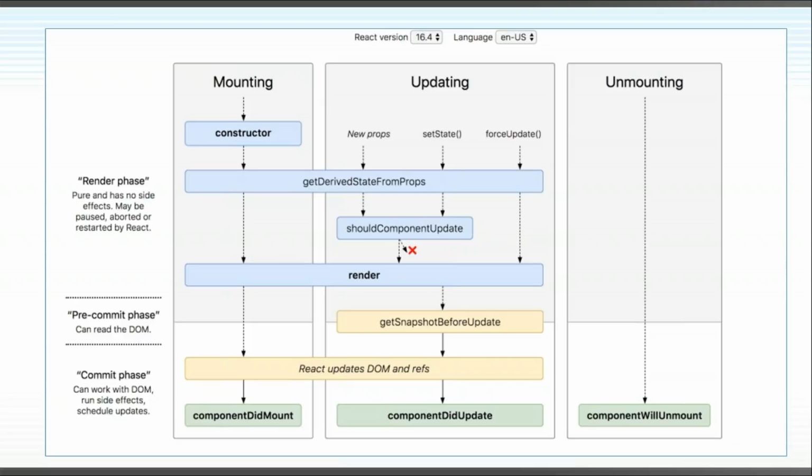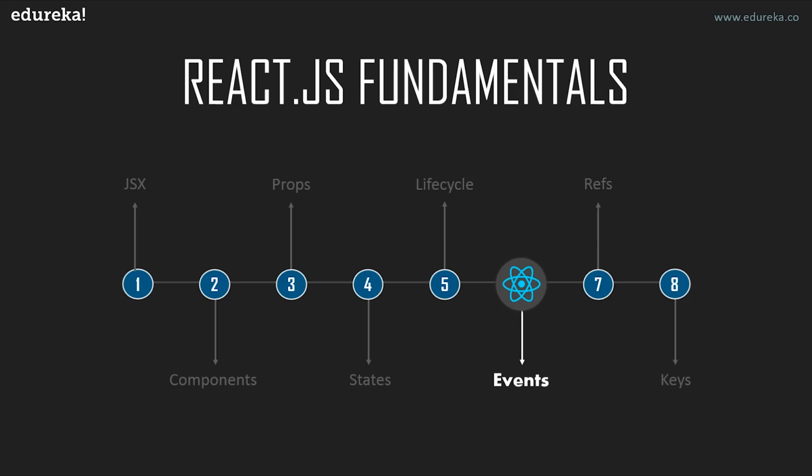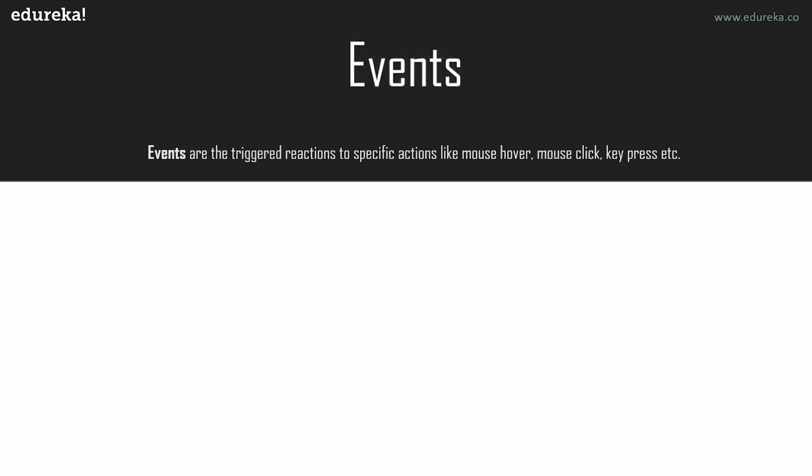So this is just a summarized representation of the life cycle of a React component. So we talked about JSX, we talked about components, props, states, and lifecycle. Now another important aspect, a very important fundamental of React.js, is events. So what are events? Events are triggered reactions to specific actions. For example, we can have an on-click event, mouse click, mouse hover, key press. All these are called events in React.js.